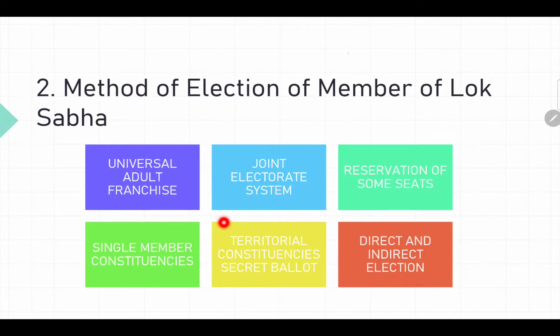How a member of Lok Sabha is elected. Now with the process of universal adult franchise. Okay, number 1 process is universal adult franchise. Number 2 is joint electorate system. Number 3 is reservation of some seats. Number 4 is single member constituency. Number 5 is territorial constituencies, secret ballot, and direct and indirect election. So we will be discussing each in subsequent slides.